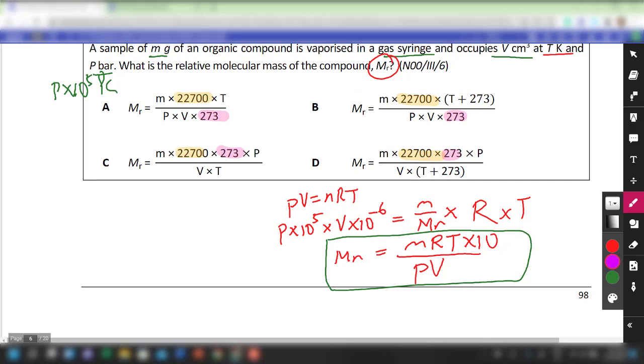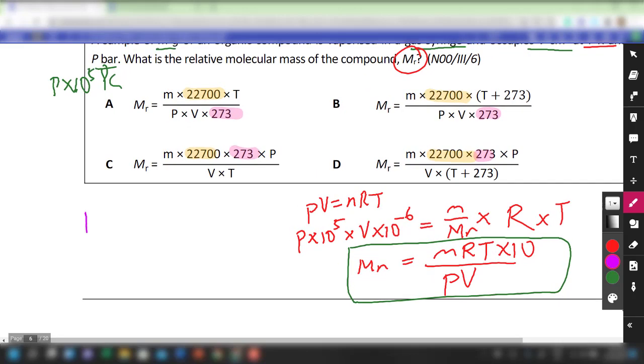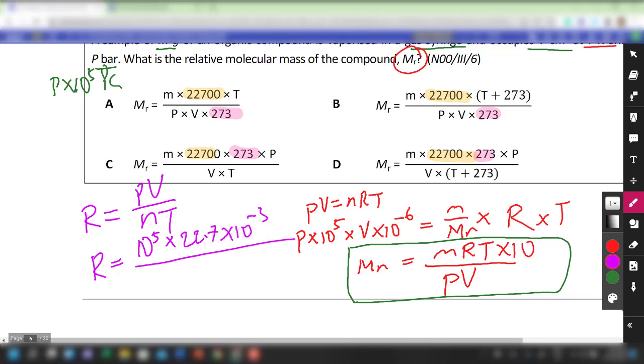With that, we can just represent R. Maybe we'll try. R in this case equals PV over nT. In terms of pressure, that's 10 to the power of 5 Pascal, and in terms of volume, that's 22.7 times 10 to the power of minus 3. Remember that dm cube you need to convert to cubic meter, so you need to factor in 10 to the power of minus 3, and then divide by 1 mole, and then 273.